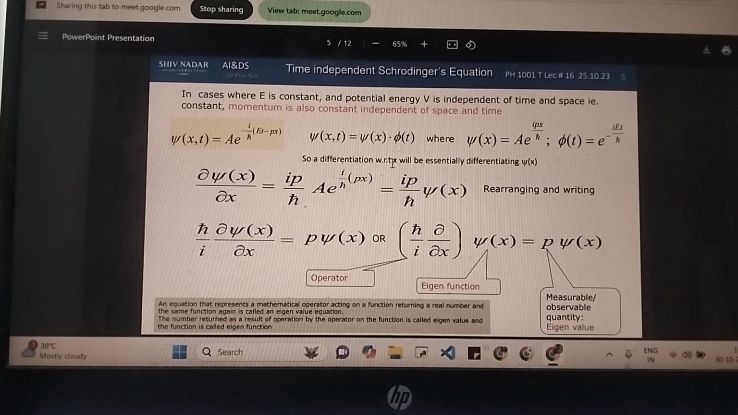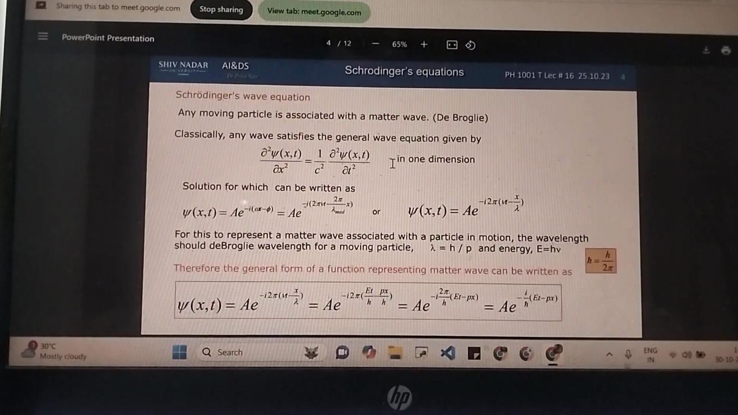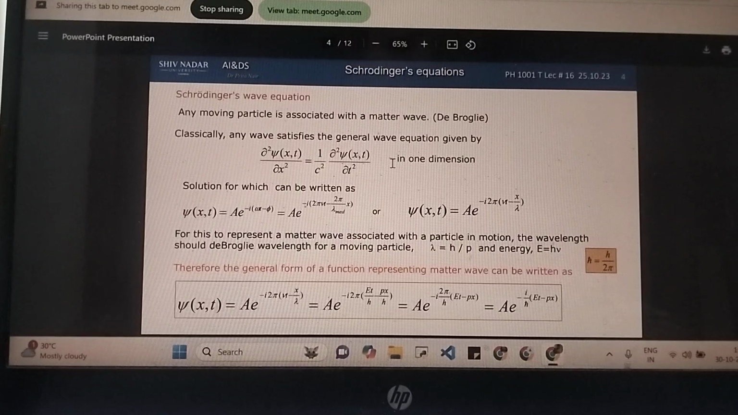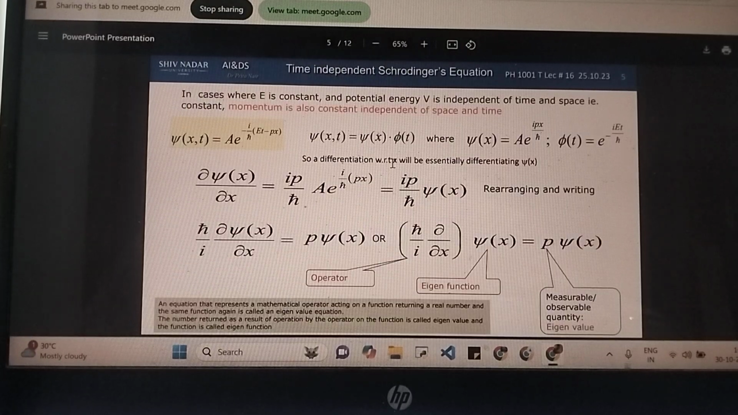So what we derived in the previous slide, A e raised to minus i by h cross (Et minus px), is a simplified version of the actual expression psi of x comma t. But again, firstly we don't know the A value there, so we cannot say we have properly derived the wave function. And like we already saw, we are not going to do that either. That is not the point of this discussion.